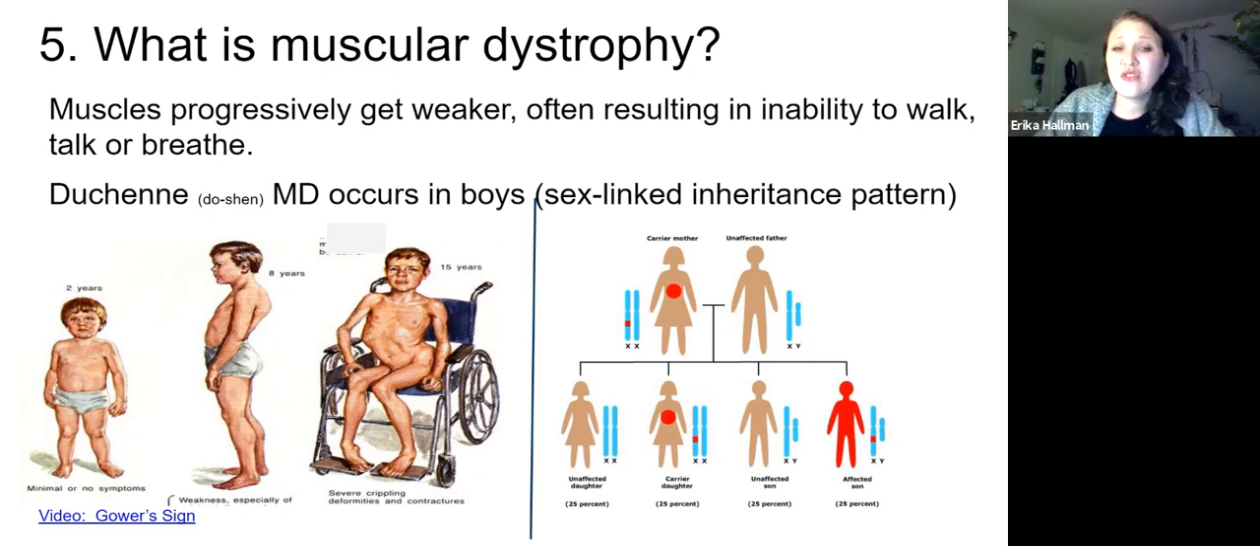This is a sex-linked trait, so it's a genetic trait, which if you remember anything about freshman year biology, sex-linked traits are found more commonly in males because they have only one X chromosome.